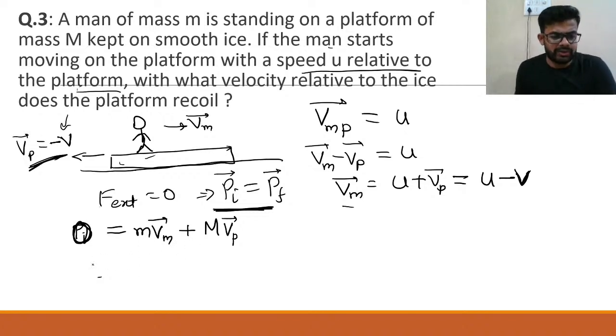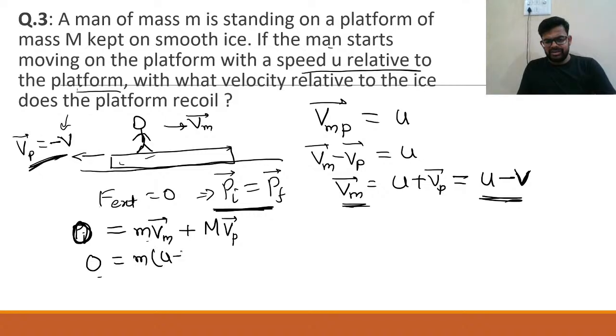Now just put the values. 0 equals m into Vm, and the value of Vm is u minus v. So I am writing m into (u minus v), plus capital M into Vp vector. The value of Vp is minus v, so let us write minus v here. So directly, what are we getting?